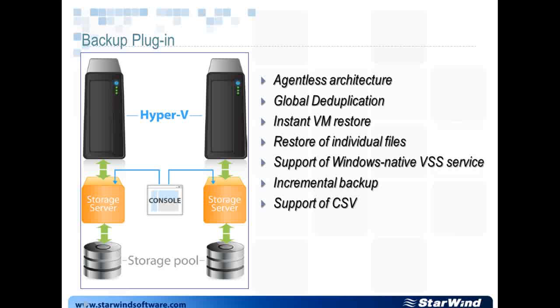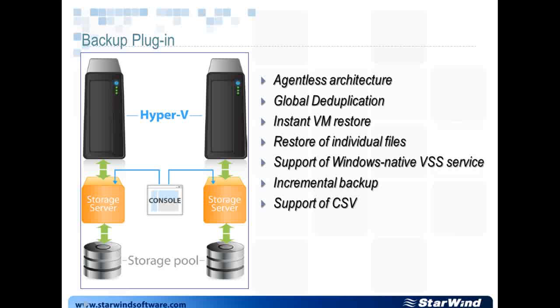Next in our list is restore of individual files. Hyper-V Backup plugin allows file recovery from any archive stored in VHD. It is necessary to attach an archive to a virtual machine as a new volume and copy the files intended for restore. And actually, that's it.